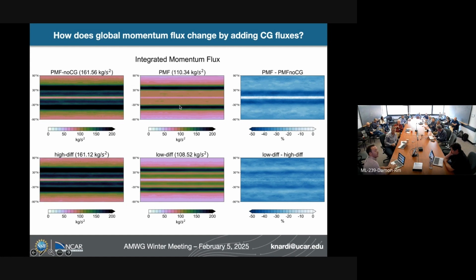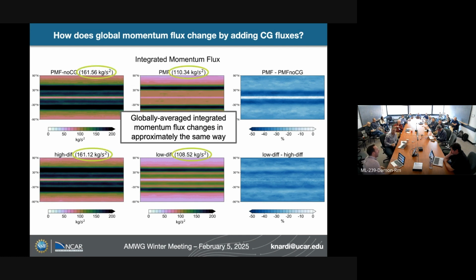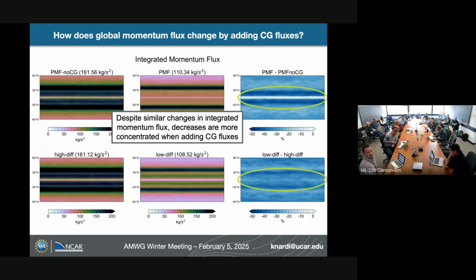And so what you see here at each latitude and longitude is a mass-weighted vertical integral of momentum flux. This is the magnitude of momentum flux. And then what you see in parentheses here, that is the global average of these vertical integrals. And the point we want to make here is that in both experiments, we're essentially getting the same change in globally integrated momentum flux.